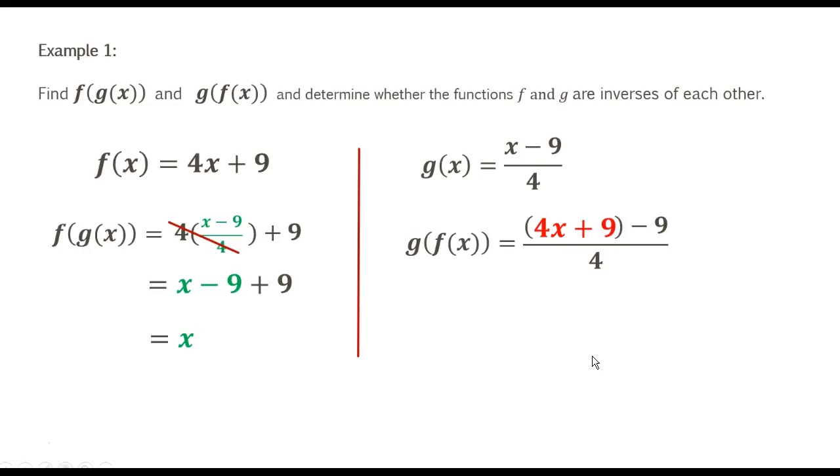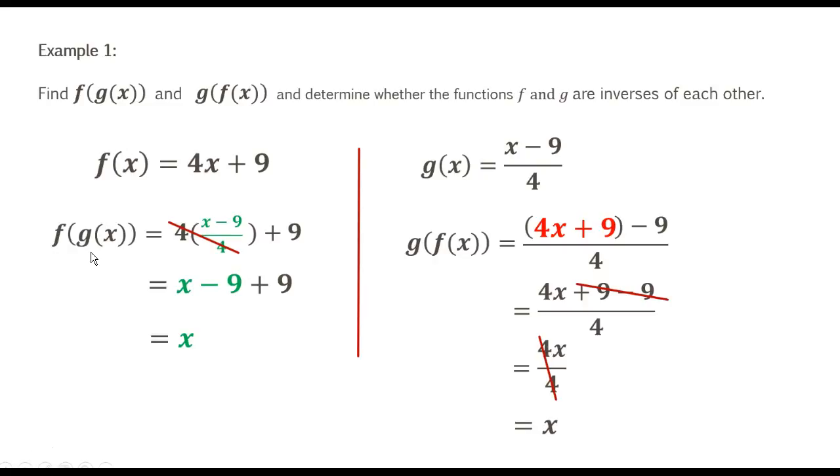When we simplify this, now notice in the numerator we have a 4x plus 9 minus 9. So we don't need those parentheses anymore. The 9's will cancel. We get 4x over 4. Those 4's cancel. And we get x.